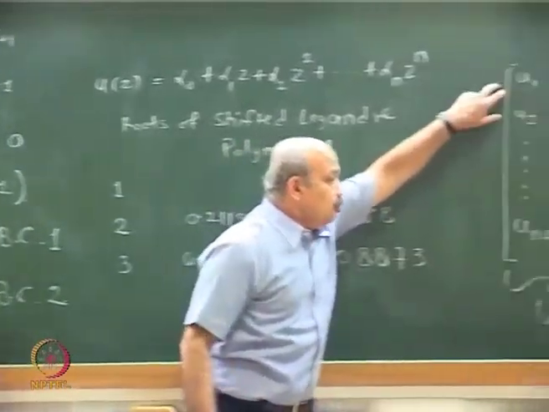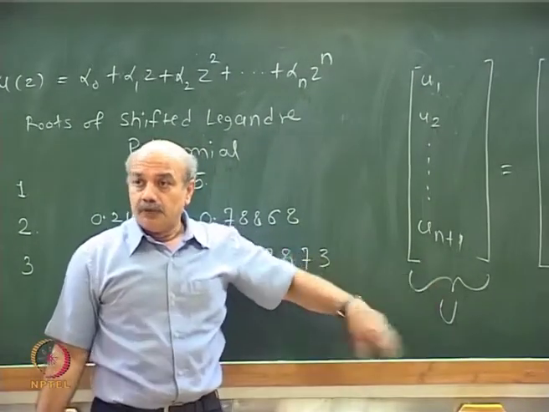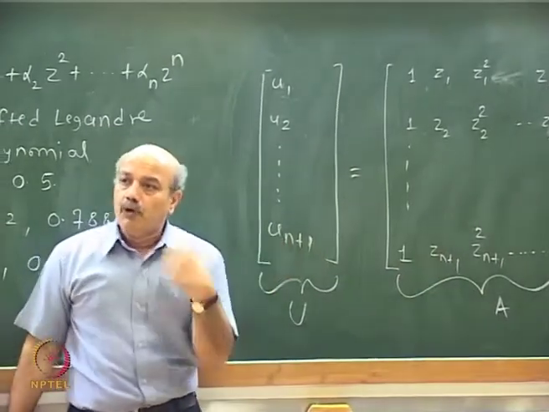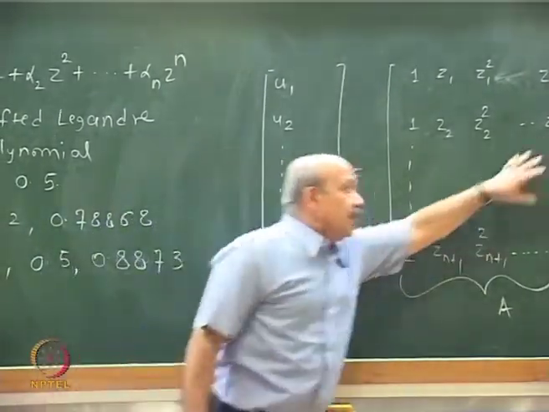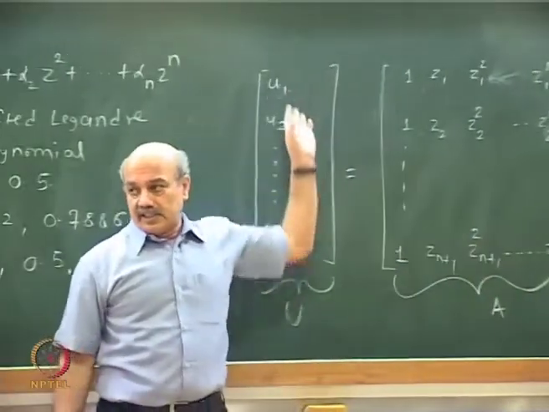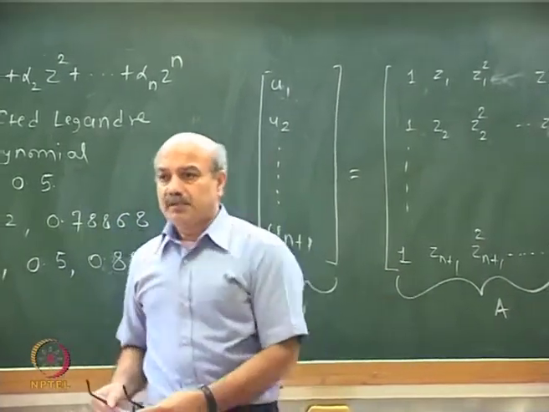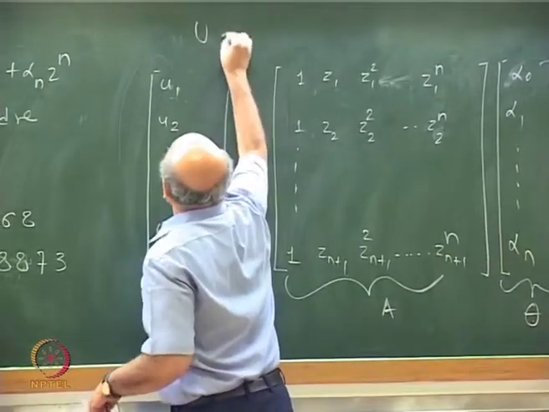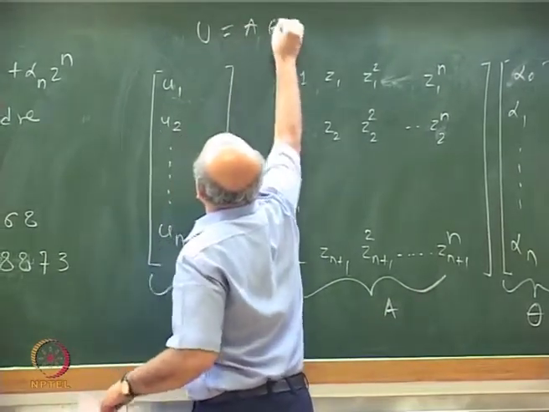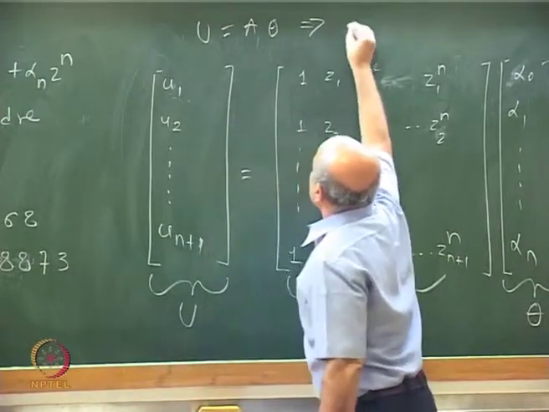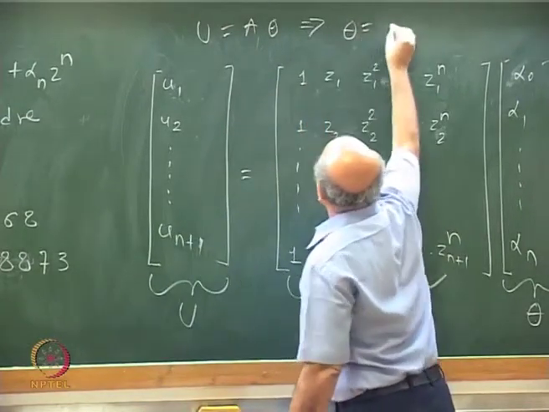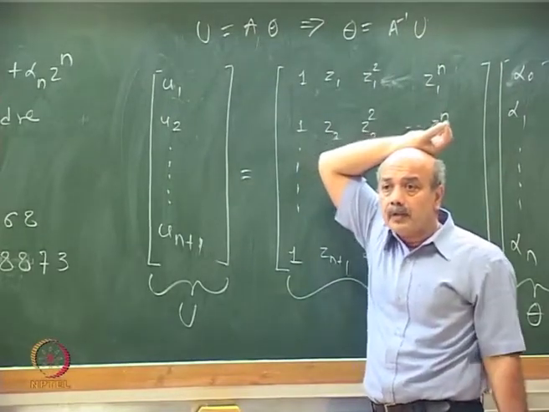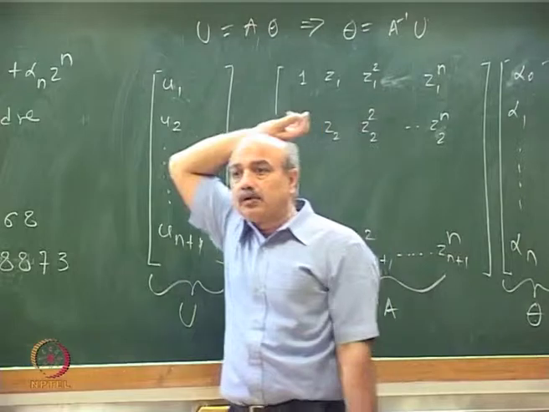We do not know u1 to un plus 1, and we do not know alpha 0 to alpha n. But we want to transform the problem from these unknowns to these unknowns. So the way it has been done is to write this equation U is equal to A theta. This implies that theta is equal to A inverse U.